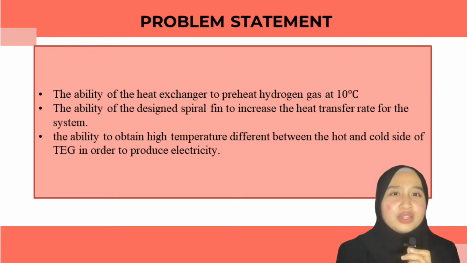It is also very important to design a good spiral fin in order to increase the heat transfer rate to preheat the hydrogen. Lastly, the ability to obtain a high temperature difference between the hot and cold side of the TEG in order to produce electricity. The temperature at the hot side of the TEG needs to be as high as possible, while the temperature at the cold side of the TEG needs to be as low as possible. This temperature difference will create the electricity in the TEG.